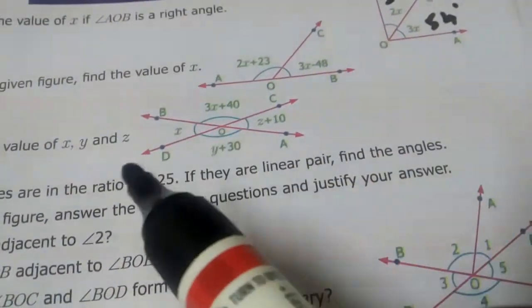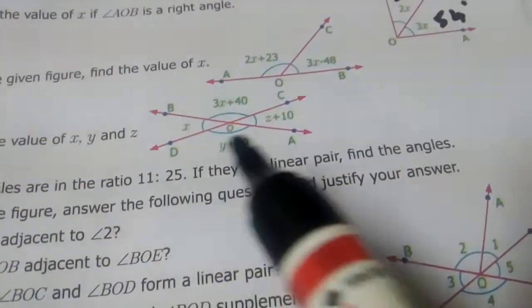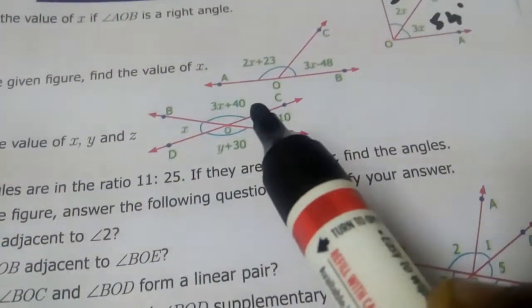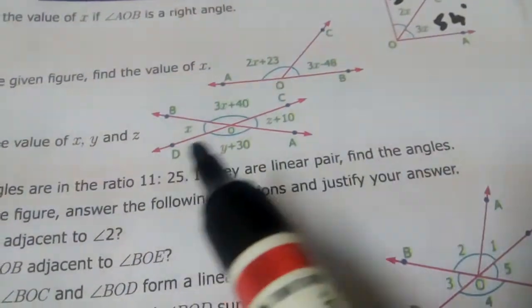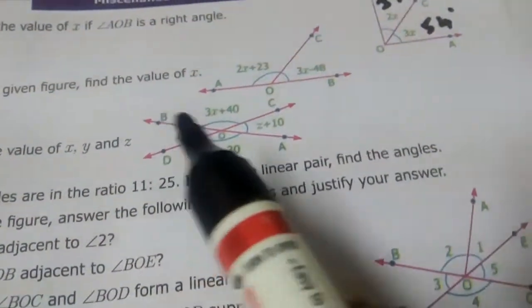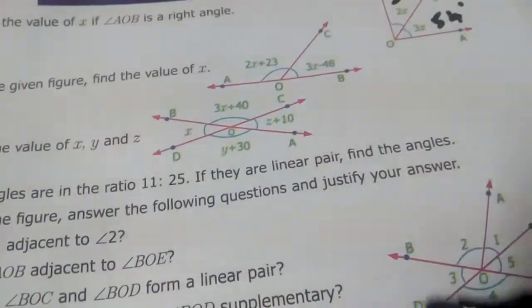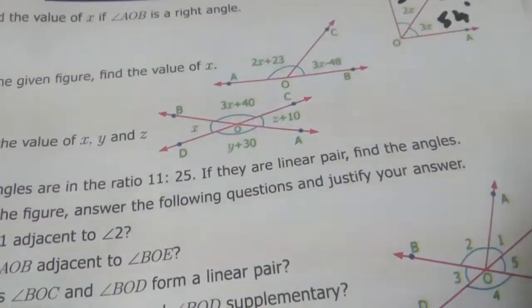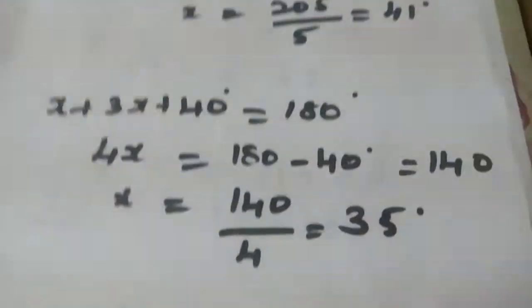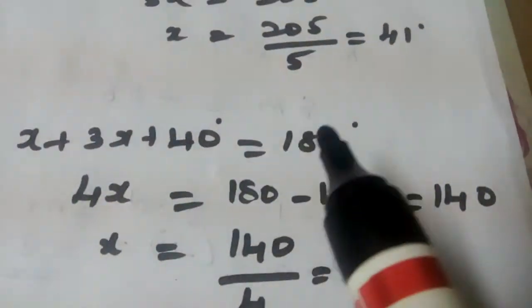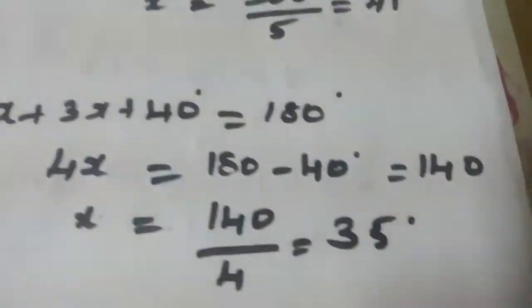We know that when a straight line is cut by a transversal, automatically this angle will be equal to 180 degrees, if this is a straight line. When it is cut by another line, automatically we can say that this fully is equal to 180 degrees. So x plus 3x plus 40 is equal to 180 degrees. Therefore 3x plus x is equal to 4x. 180 minus 40 is 140.